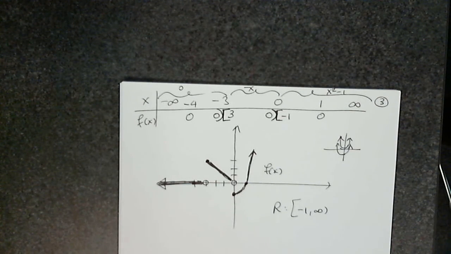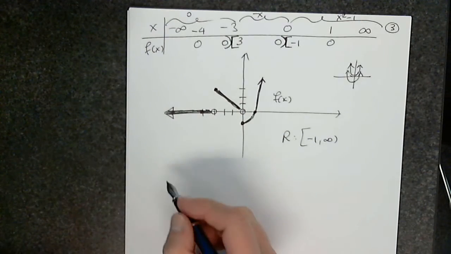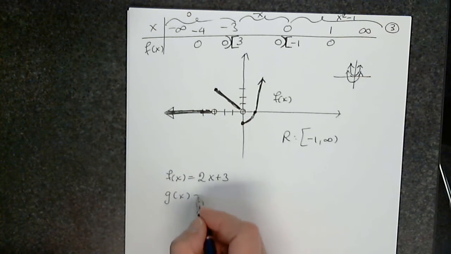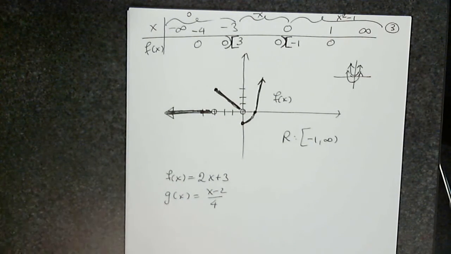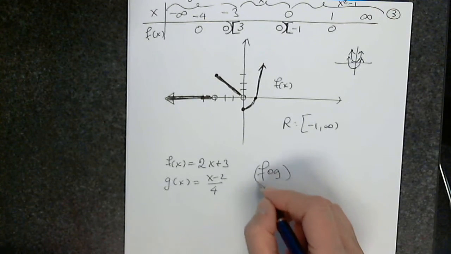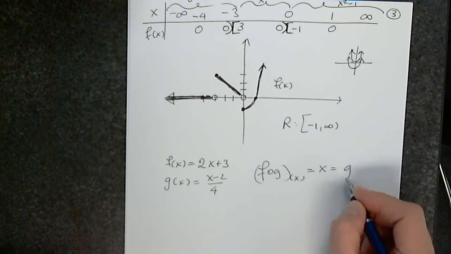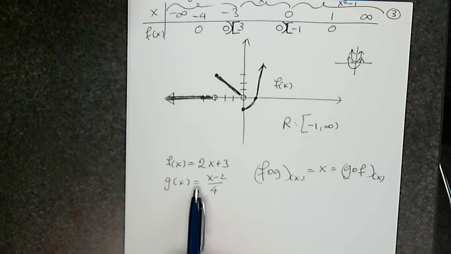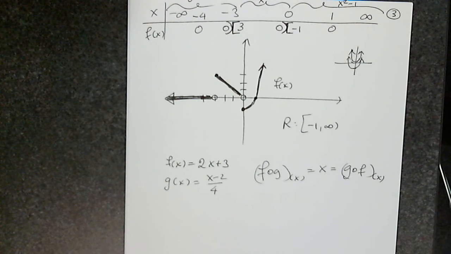Yes, very good. So we are given two functions, f of x equals 2x plus 3, and g of x equals x minus 2 over 4. Use the property of inverse functions to determine whether the functions are inverses of each other. If you remember, what I have to show is this. So these are the functions, and in order to show that they are inverses of each other, I'm asked to use the property of inverse functions.